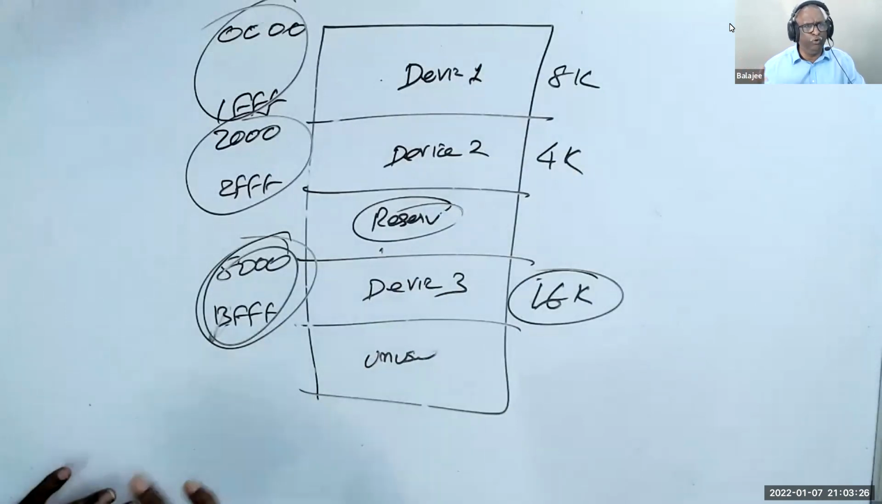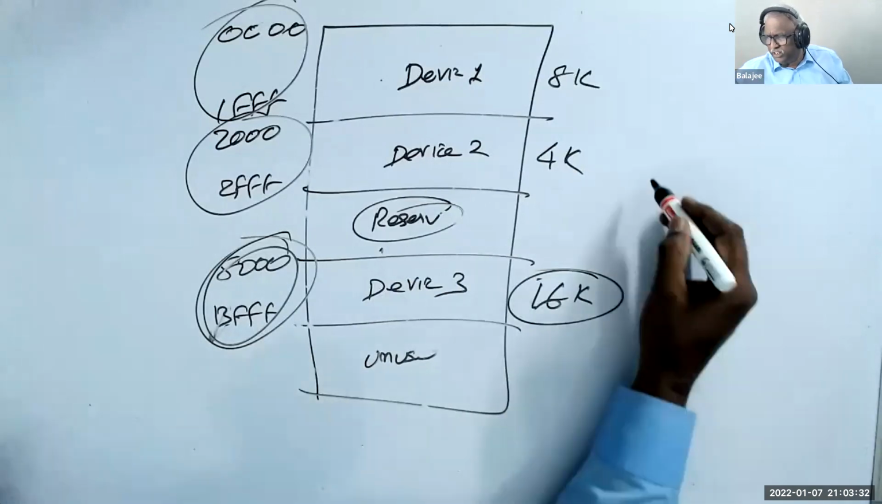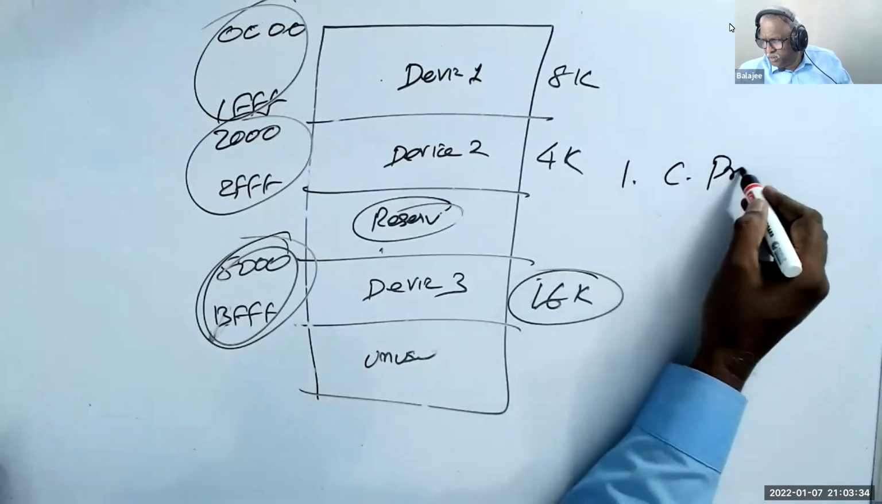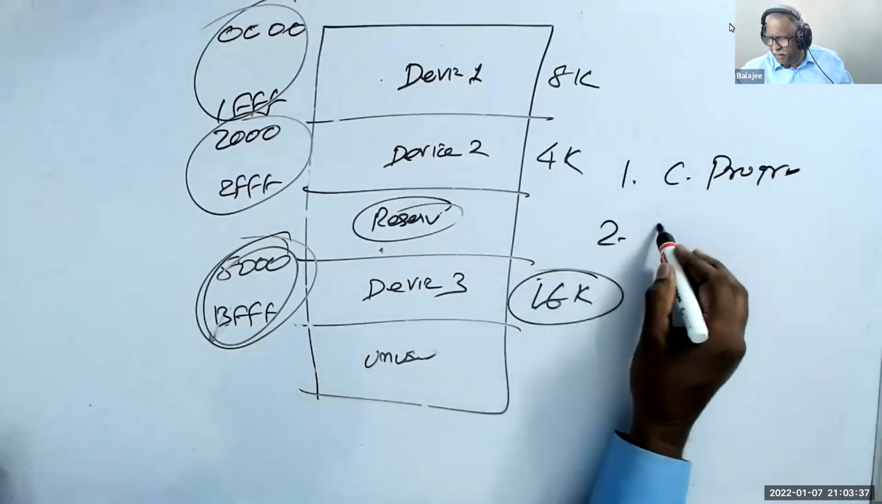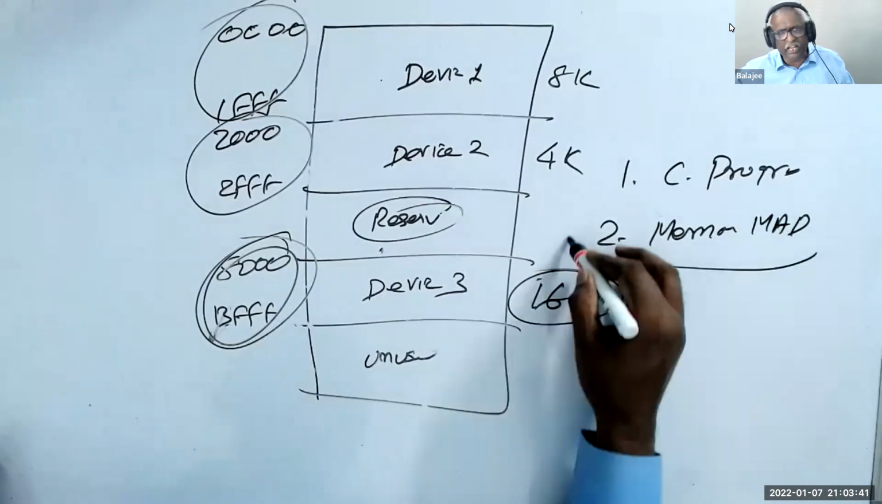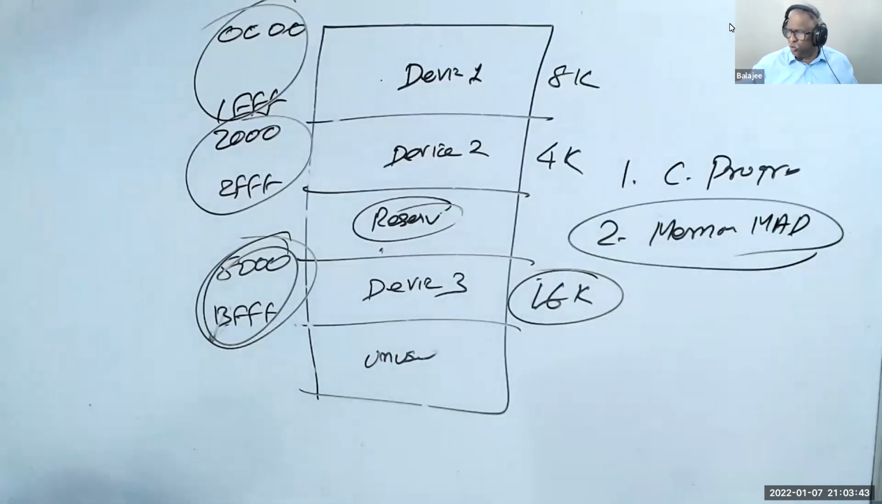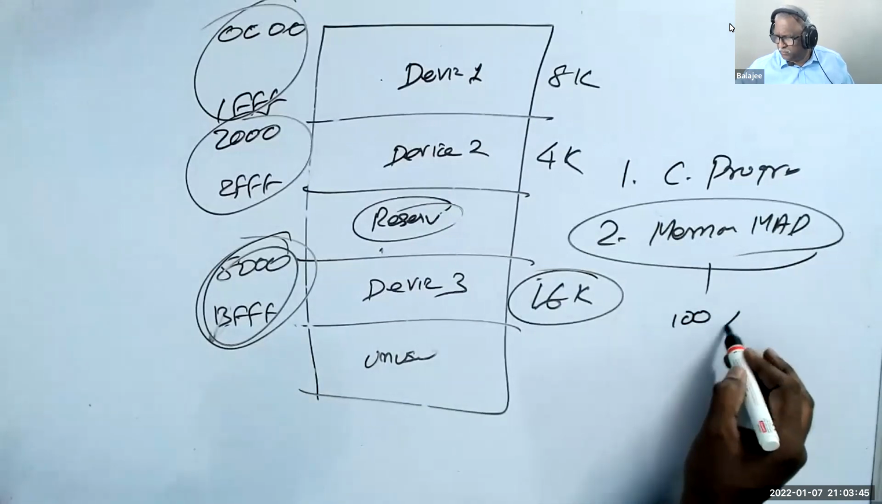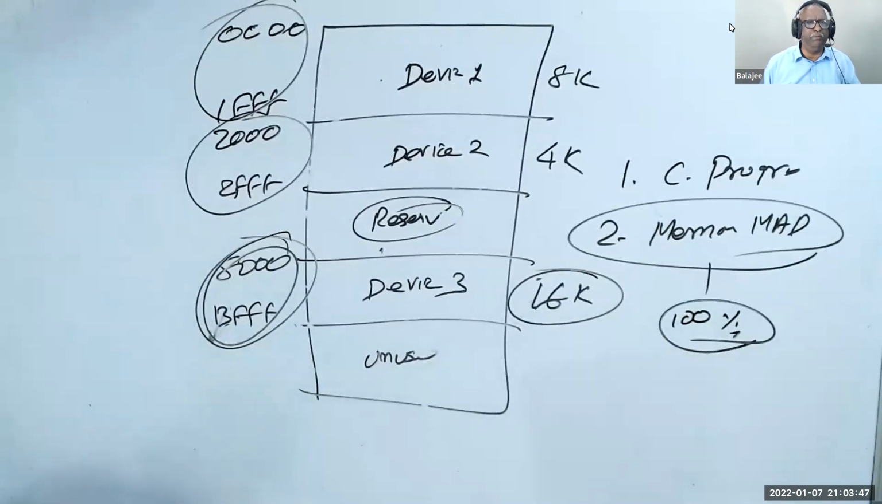But by that time, please watch this video a few times. You will get to know that. I told you the first one is C programming, and the second one is memory map. It's a very small topic, but you should be 100% thorough with it. You should be very thorough about memory map. Understand? That's a very important one.